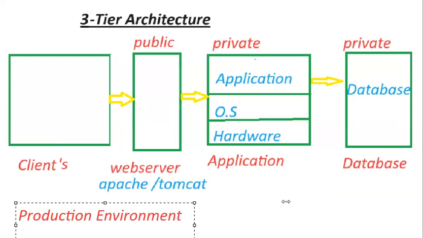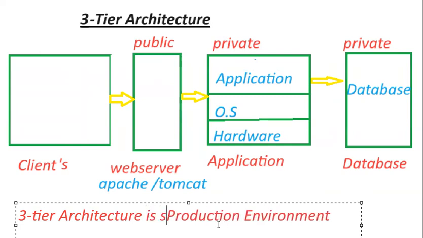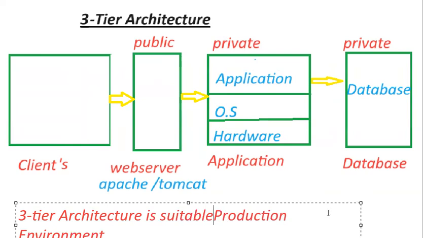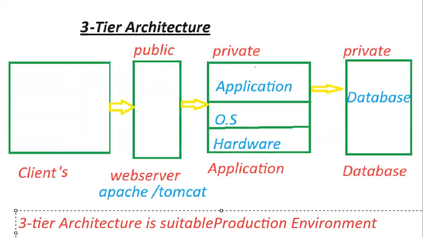So now you can tell me which tier architecture. We have learned one tier architecture as well as two tier architecture as well as three tier architecture. Among these, which tier architecture is suitable for production environment? Three tier architecture is suitable for production environment. Now I hope you got an idea why three tier architecture is used for production environment.